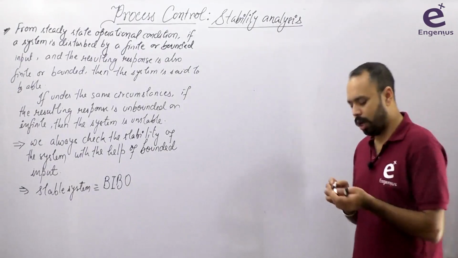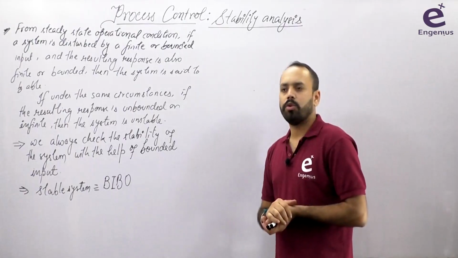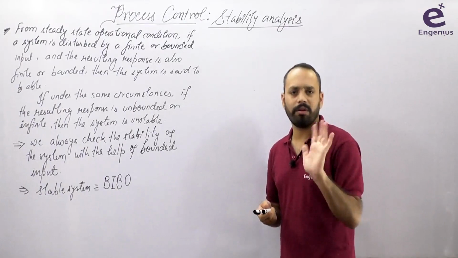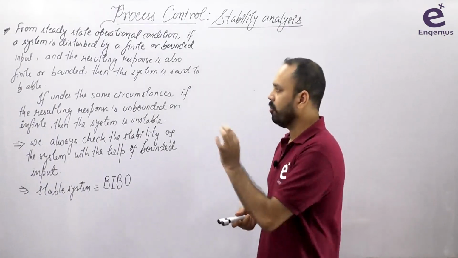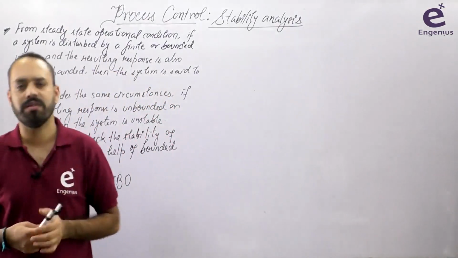If someone asks you how you define a stable system, this is the definition. Don't try to tell them the Routh criteria. Routh criteria is a test. That is not the definition of stability. The stability definition is this: the input is bounded and the output is bounded, so the system is stable.